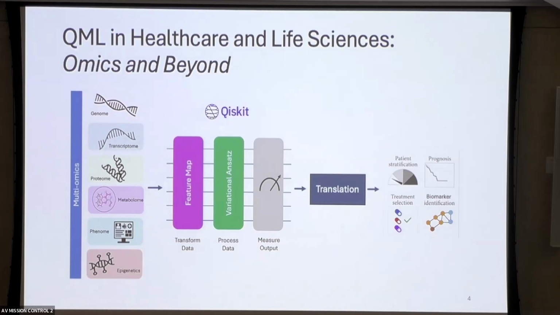Well, we can think of it in the context of omics and beyond, or healthcare and life sciences. Most of you are bioinformaticians in this room, so you're familiar with these data sets in which you're handling information on genomics, transcriptomics, metabolomics, epigenetics. From there, you basically transform your data using a feature map, and you fan it off to some sort of parameterized quantum circuit. In this case, it's known as an ansatz. Then you measure the outcome, after you run the circuit many, many different times. And when you translate that information back to the classical domain, there are different benefits from it. You could use it for patient stratification, prognosis, treatment selection, as well as biomarker identification.